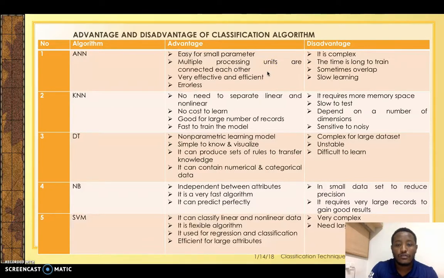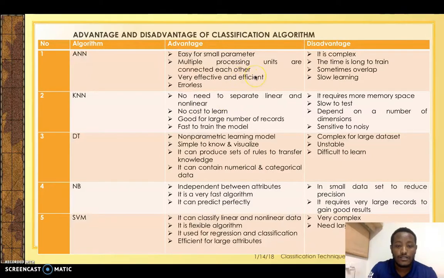KNN has no need to separate linear and non-linear data, no cost to learners, and is good for a large number of records. It is fast to train the models. The disadvantages of KNN: it requires more memory space, is slow to test, is a lazy algorithm, depends on the number of dimensions, and is sensitive to noise.